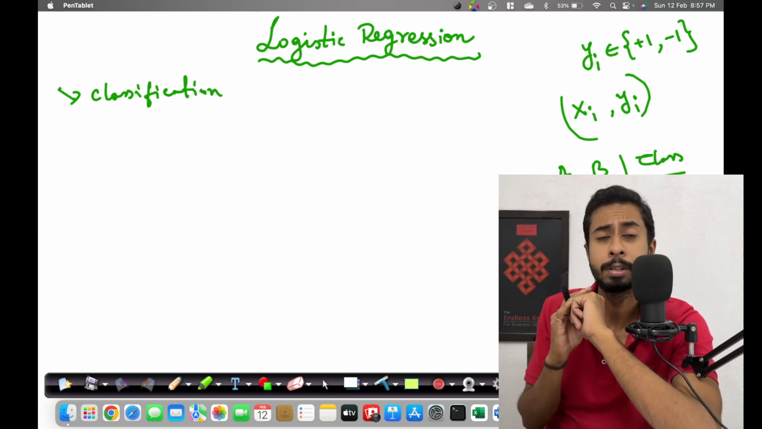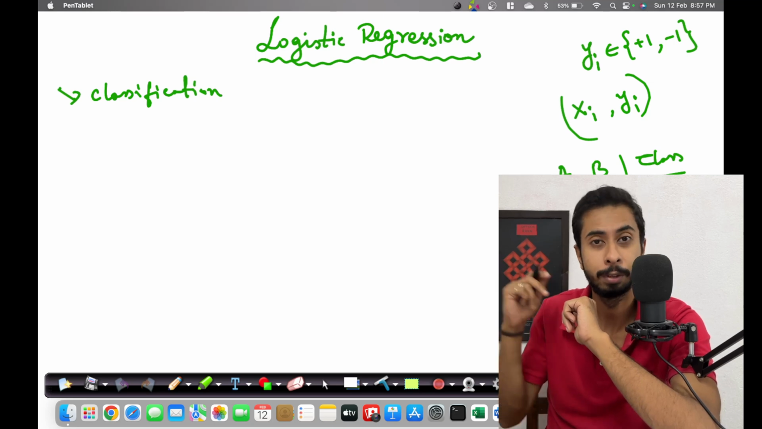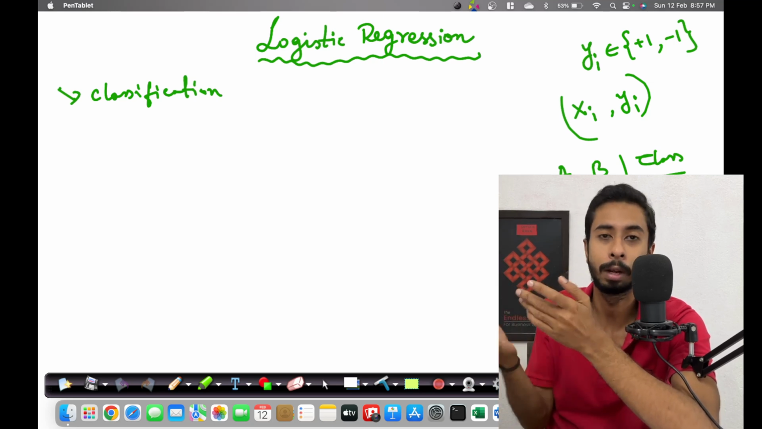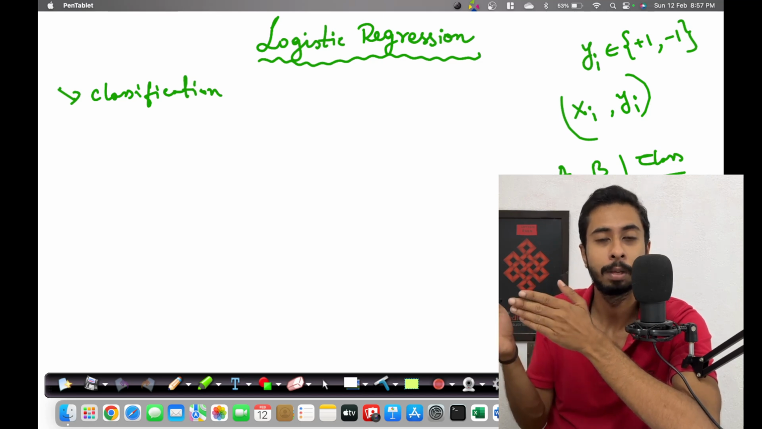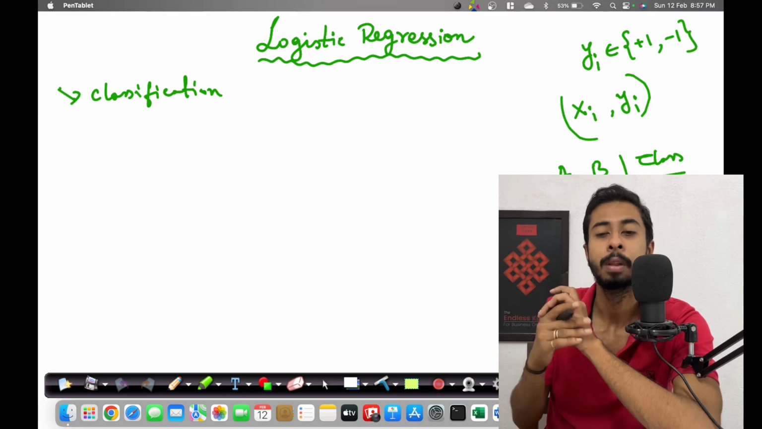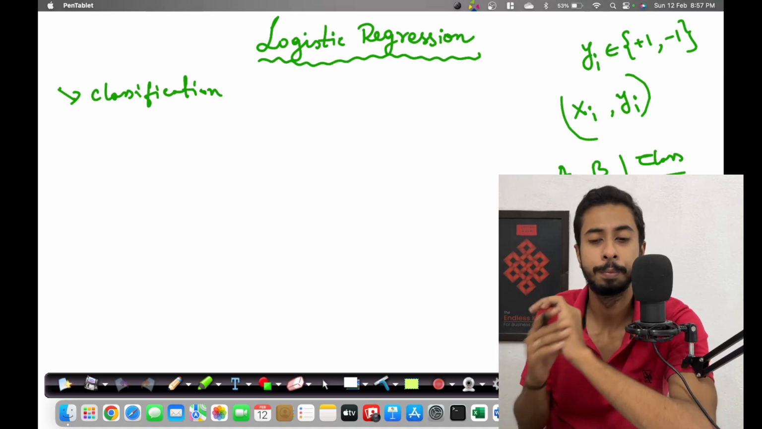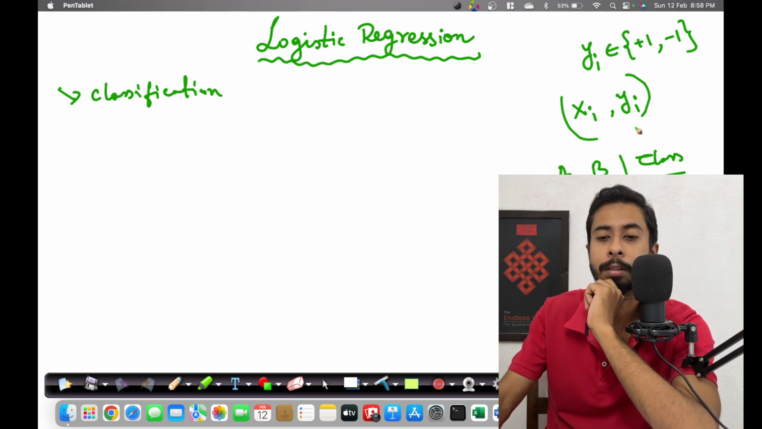Just in logistic regression, we are assuming that the positive class is +1 and the negative class is -1 and not a 0. Normally in other algorithms we use 1 and 0, positive class and negative class. But here, for some reason which you'll understand later, we'll be using +1 and -1. So let's not waste much time, and let's formulate the problem.